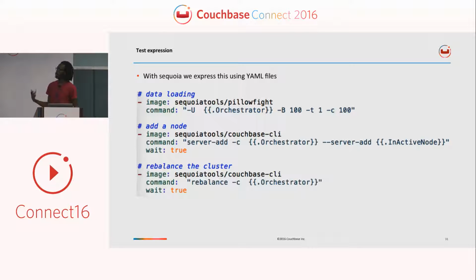These are images that we built in-house, but they could be absolutely any image. And the reason why this is nice is because this also allows us to do the scope injection for each of the sequences here. So you can see the orchestrator at runtime would be replaced with whatever IP address is coming from the scope. And then we can add nodes. We could do it in a very intuitive way where we just want to add any node that's inactive without having to know anything about the cluster really. And yeah, just do a rebalance.